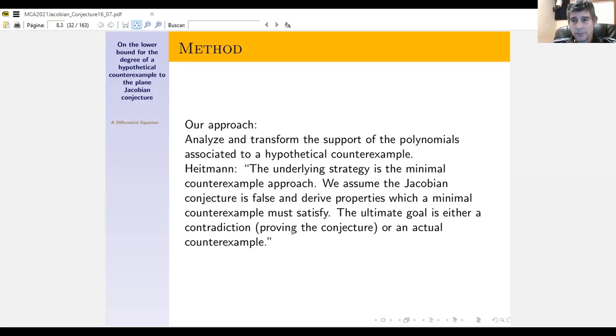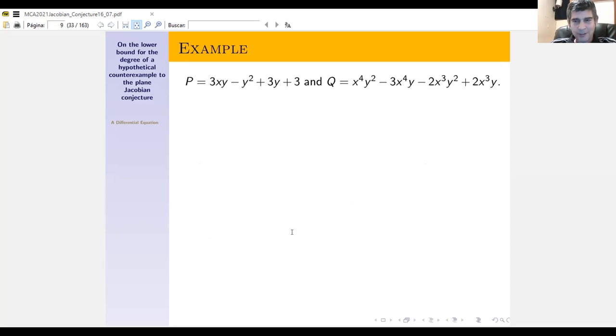So this approach is de facto, we search for counterexamples, and if we can find nothing and can prove that we can find nothing, we have proved the Jacobian conjecture. But the conjecture is very hard, so we are very far from proving it.